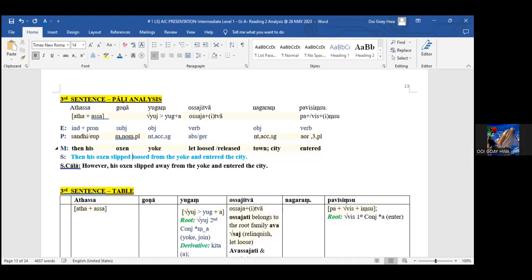Is the English correct, not slipped loose? I don't know, you ask Brother Ong. I think loose doesn't have the ed, the d. Slip is there. Slipped loose. Correct.